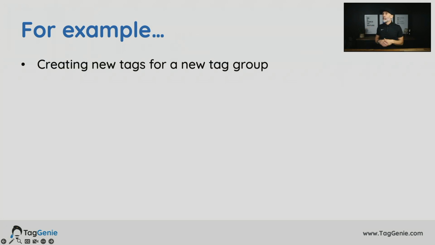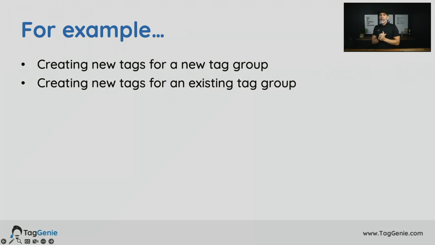So the first one is we're creating new tags for an entirely new tag group. This would be like, hey, I'm launching a new lead magnet, a new part of my client journey, a new sales webinar, a whole new product line or whatever. It's a new one. I've got to go create a whole bunch of new tags for a new tag group. So that's one scenario.